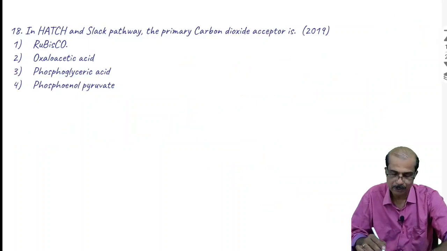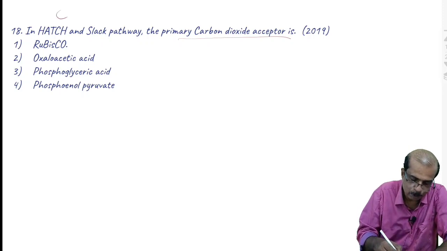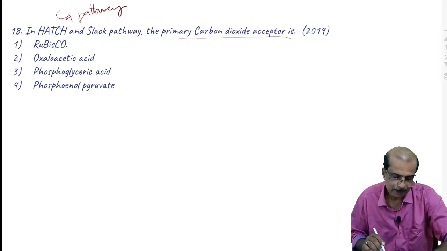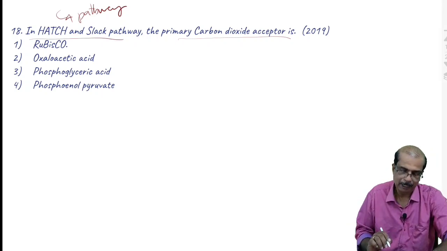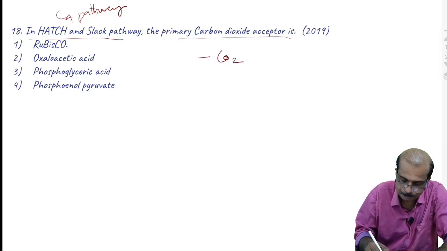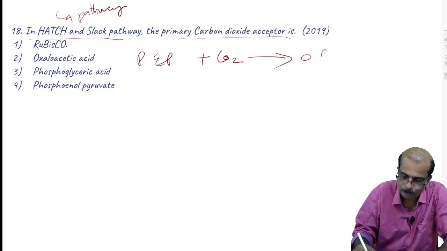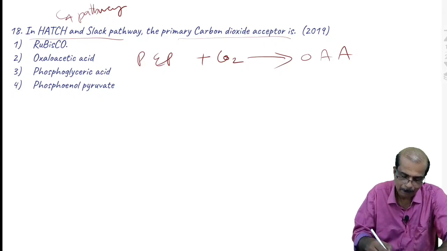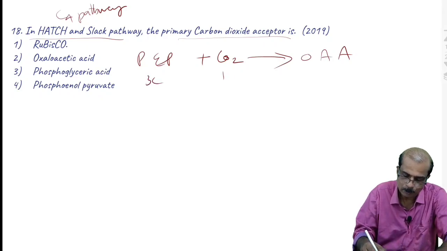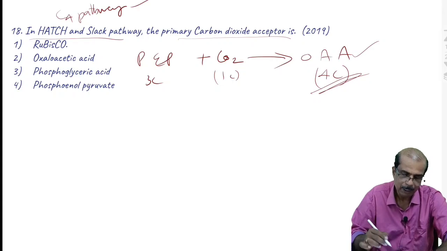In Hatch and Slack pathway, the primary carbon dioxide acceptor is... We know that Hatch and Slack pathway is also called C4 pathway. It is named after the discoverers of that pathway. Carbon dioxide is primarily accepted by phosphoenol pyruvate to form oxaloacetic acid. PEP is a 3-carbon compound, carbon dioxide has 1 carbon, so OAA is a 4-carbon compound. The first stable product is OAA, a 4-carbon compound, so the name C4 pathway.